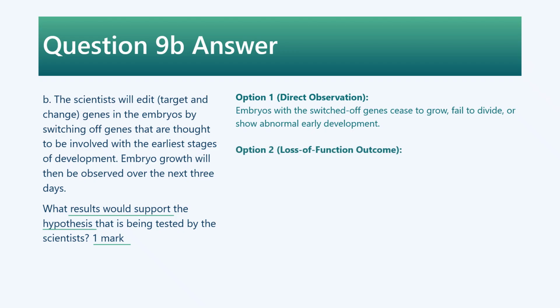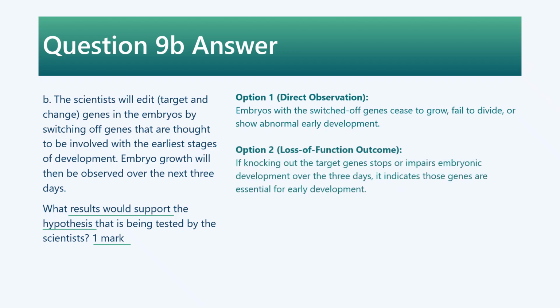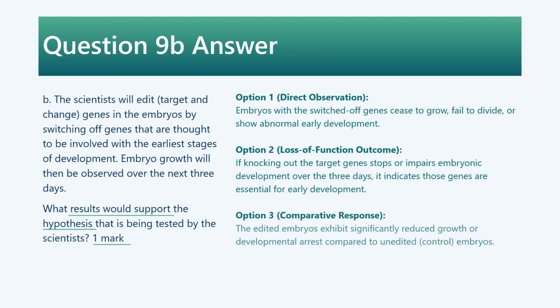Option 2, loss of function outcome. If knocking out the target gene stops or impairs embryonic development over the 3 days, it indicates those genes are essential for early development. Option 3, comparative response. The edited embryos exhibit significantly reduced growth or developmental arrest compared to unedited, control embryos.